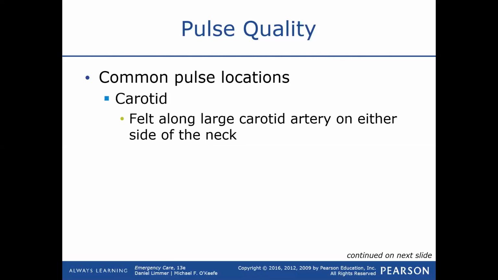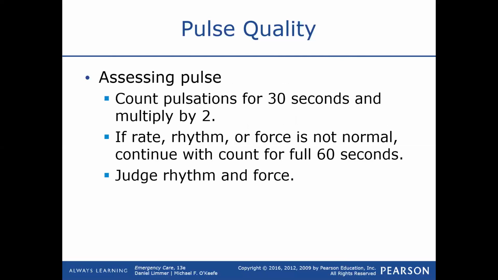All right, common pulse locations, the carotid we talked about. Assessing the pulse, count pulsations for 30 seconds and then multiply by 2. Again, that's the easiest way. You don't have to do it that way. But if you do it for 15 seconds and times it by 4, you might not be able to figure out, well, I got 17. What's 17 times 4? That's where it can get complicated. It doesn't hurt to just hold on for 30 seconds and count it, times 2. If the rate, rhythm, or force are not normal, continue with a count for 30 seconds. That's a recommendation. If you feel something's a little bit off, hold it a little longer. Go for 60 seconds. That's okay.